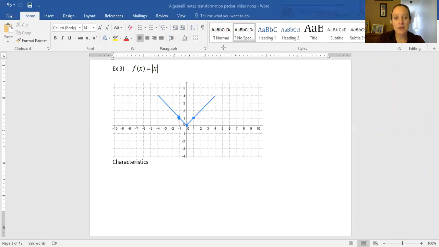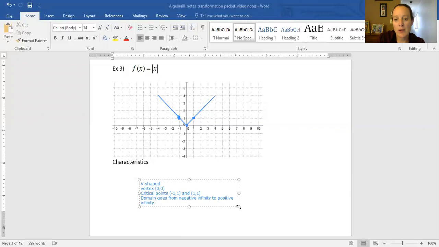Let's type in some characteristics. Okay, it's V-shaped. Vertex is at 0, 0. Critical points, -1, 1, and 1, 1. And you could keep going, but just those three. Let's do the domain. So the domain on this guy goes from -infinity to +infinity.